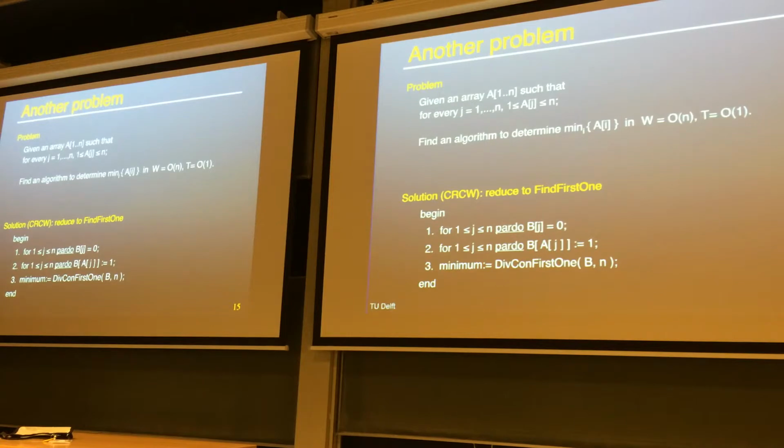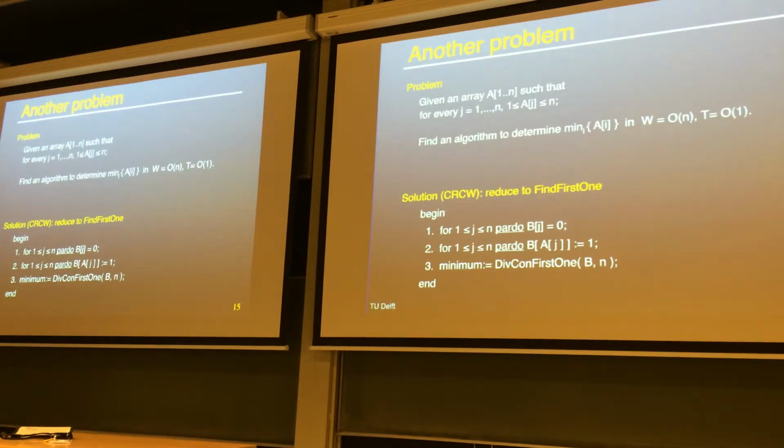So finding the index position of the first one gives you directly the minimum of your original array A. Because the first one means it is the lowest number that occurs in your original array A. So finding the first one, by this divide and conquer approach, on the array B gives you an index position, and this index position is the minimum of your original array.